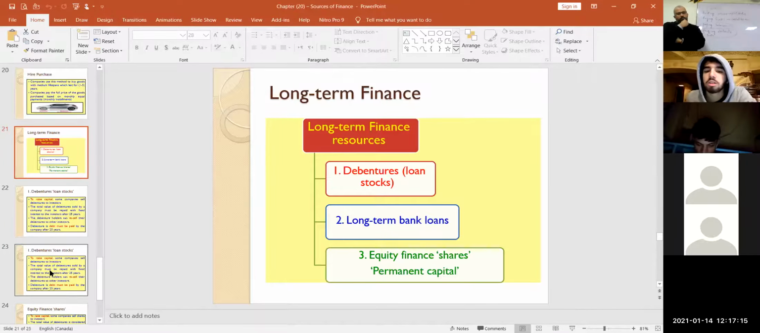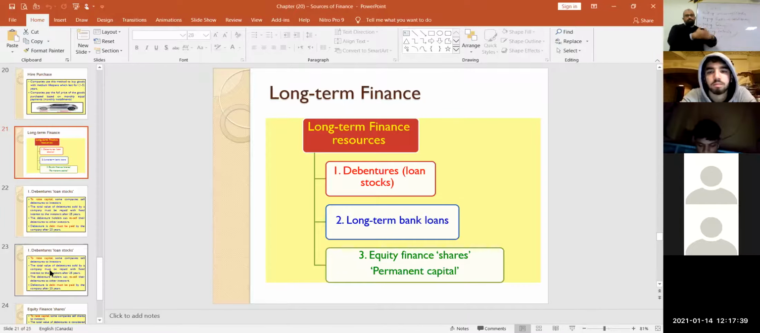Long-term bank loans. Okay, bank loans. But why long term? So you don't pay them in the short term, you're going to pay large amounts at one time. Long term, you pay smaller amounts. Yes. The spending on the trucks, this is capital spending.